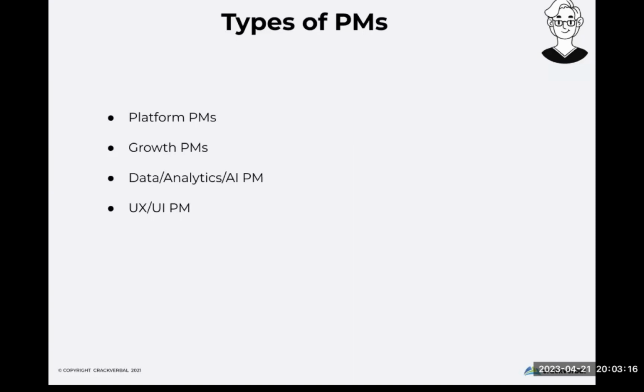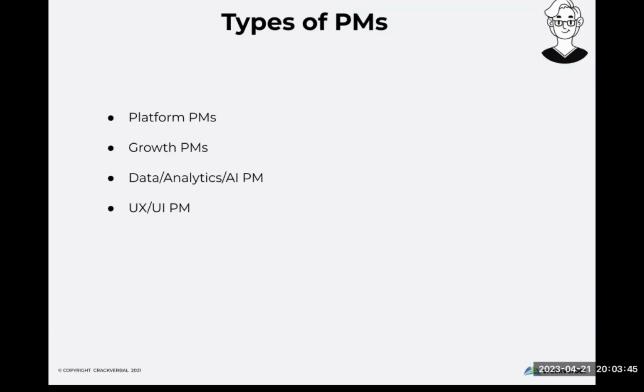Unlike 5 to 8 years before, where there were generalist product managers, people are specializing within product management. Product managers have taken up specialist roles where they focus on a particular aspect of a product, and they build on that. For example, I'm a platform PM. I build platforms which enable other developers to build their products on these platforms.